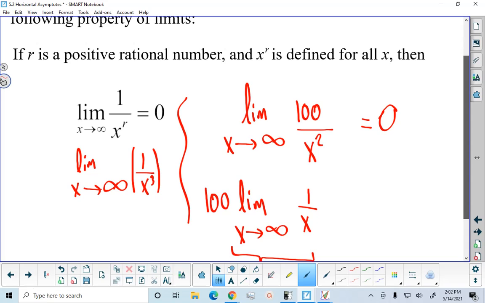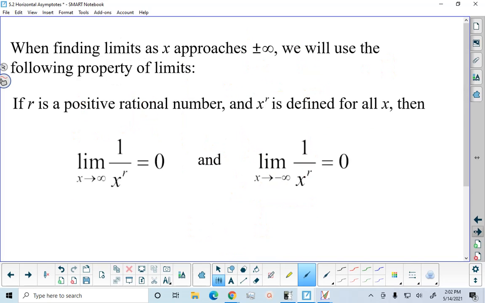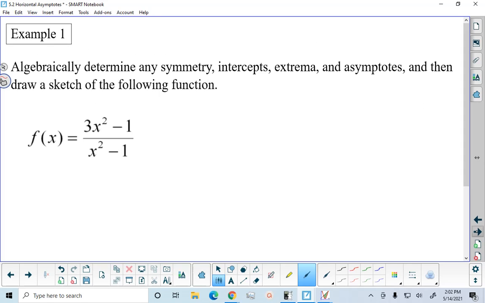This rule is also true when we take a look at x approaching negative infinity. What is important is it's some non-variable fraction over the variable raised to a positive exponent. We're going to use this idea to find limits.